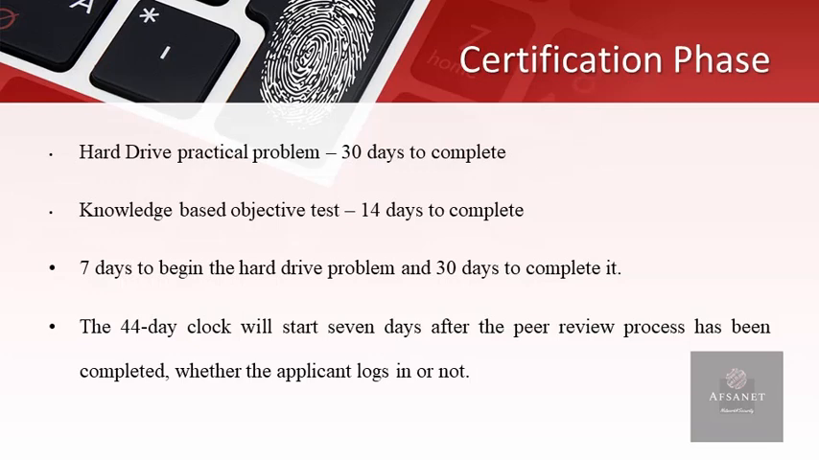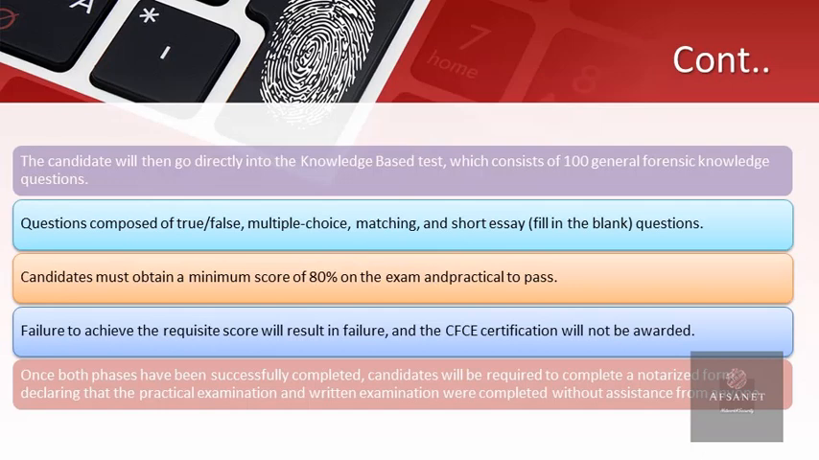The applicant will then go straight into the information-based test, which consists of 100 questions of general forensic information. The written exam consists of questions including true-false, multiple choice, matching, and short answer questions. Candidates must obtain a minimum of 80% on the exam and practical to pass. Failure to achieve the requisite score will result in failure, and the CFCE certification will not be awarded.